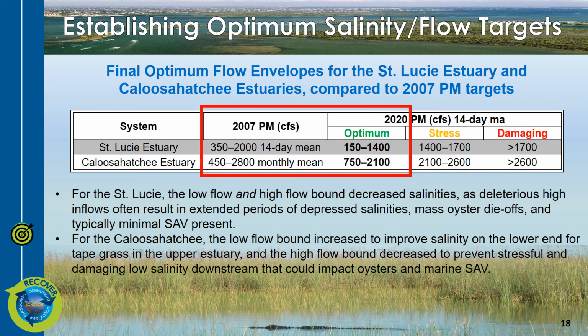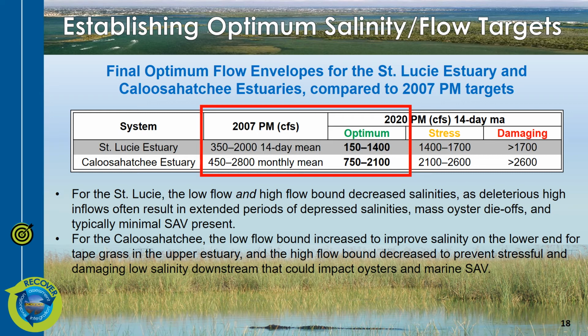Here are the final optimum flows for the St. Lucie and Caloosahatchee estuaries compared to their 2007 targets in the red box in the table above. For both estuaries, the flow envelope narrowed considerably. For the St. Lucie, the low flow and high flow boundary decreased in order to produce optimum salinities, namely for oysters and the submerged aquatic vegetation community, and expected to minimize the deleterious high inflows that often result in depressed salinities, mass oyster die-offs, and typically minimal SAV present in the St. Lucie.